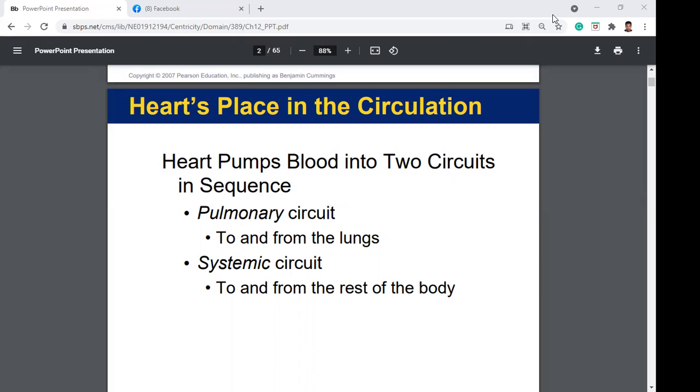Which one carries blood to the liver? The hepatic artery and the hepatic portal vein. Good. Which one carries blood to the kidney? The renal artery. To the spleen? The splenic artery. To the stomach? The gastric artery.